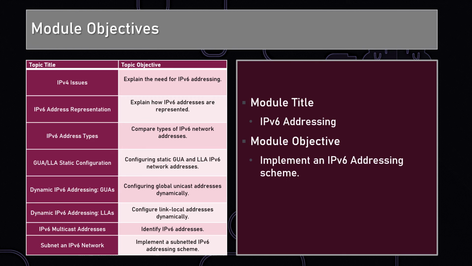We're also going to look at what's called a GUA and LLA IPv6 device assignment, so global unicast and link local address. And then we're going to look at IPv6 multicast as well as how to subnet an IPv6 network.